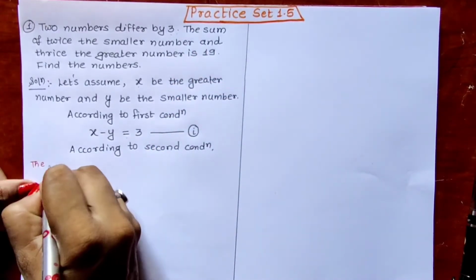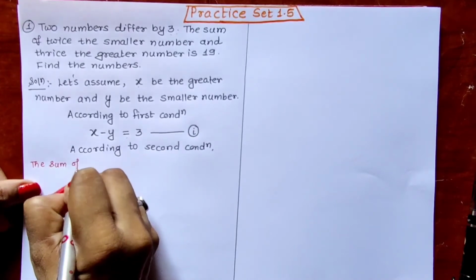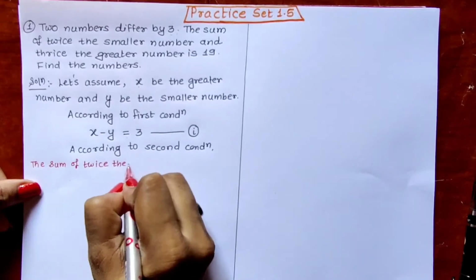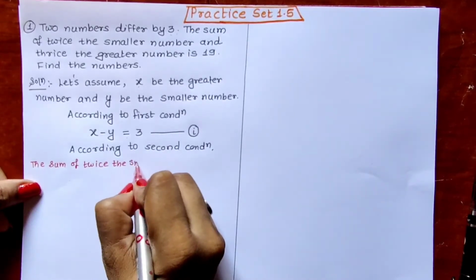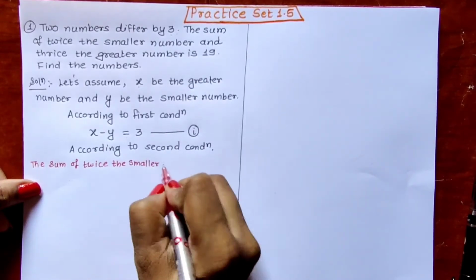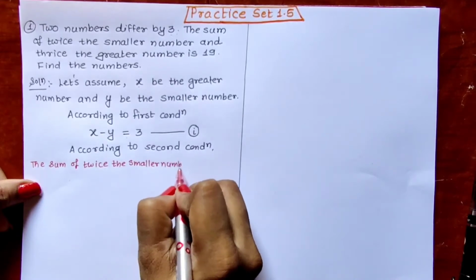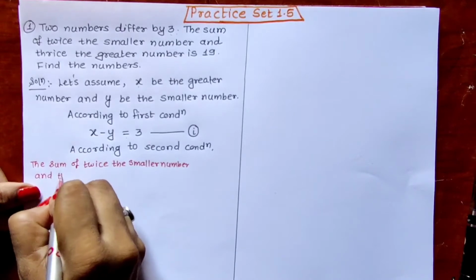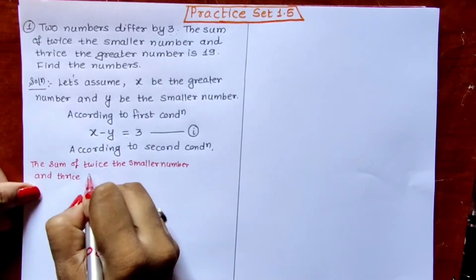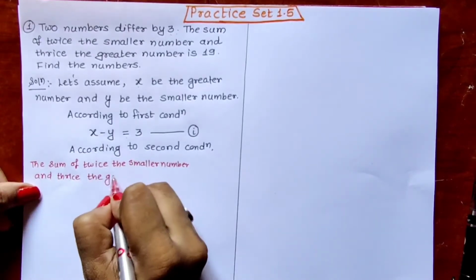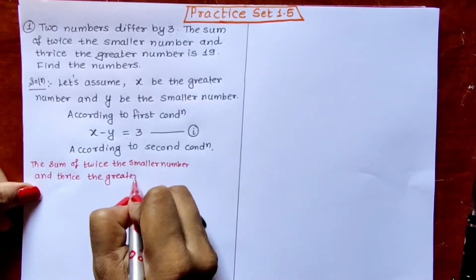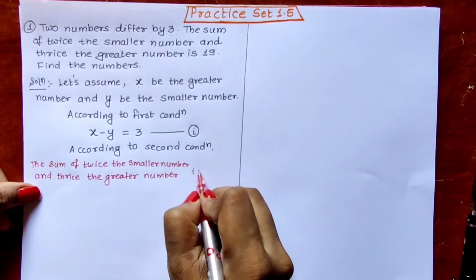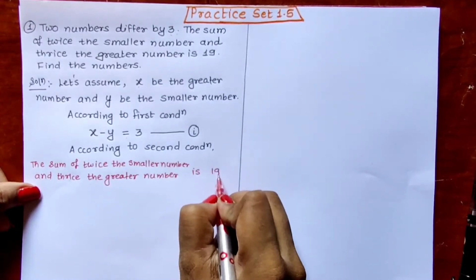The sum of twice the smaller number and thrice the greater number is 19.